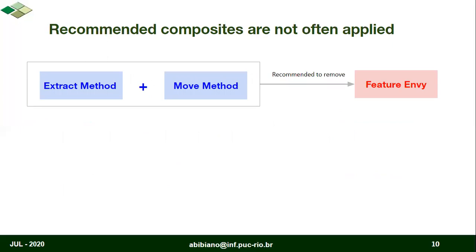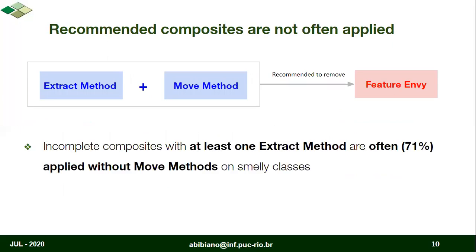But we observed that incomplete composites with at least only extract method are often applied without move methods on the smelly class, mainly on methods with feature envy. This result can explain why these composites are incomplete to remove feature envy, because developers did not apply extract methods together with moving methods on methods that have these feature envies.